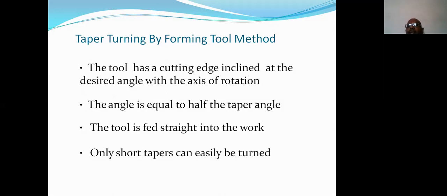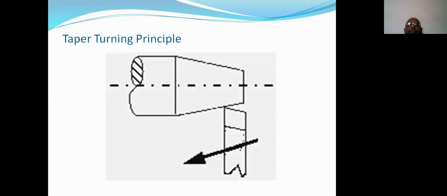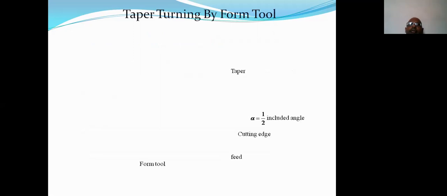Why is it simple and easy? Because only by adjusting the angle position of the cutting tool to the required angle, that is the only adjustment required. Other than that, there is no need to change the tool post position, or to disturb any extra attachment. So this is the taper turning principle. Already in the previous class we discussed it. So now it is the form tool method.